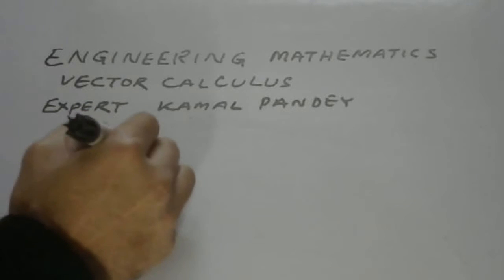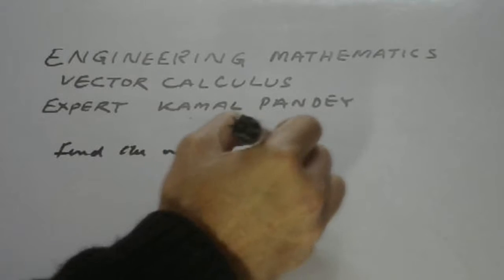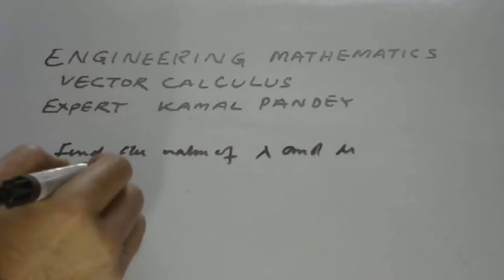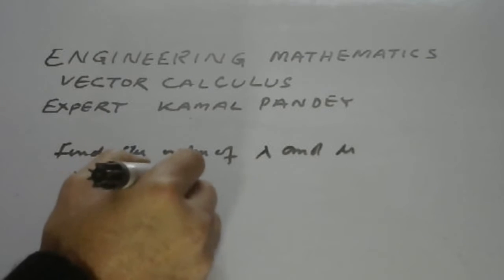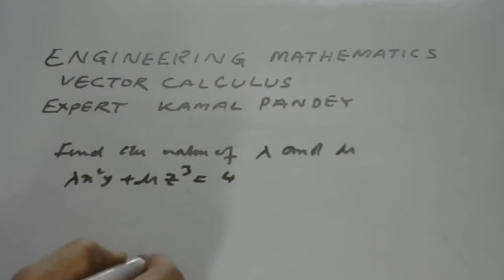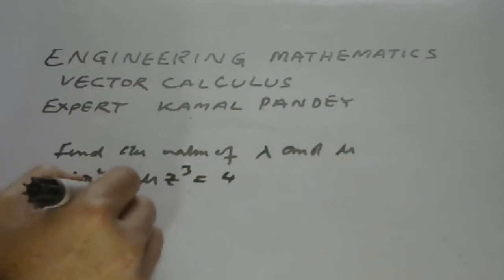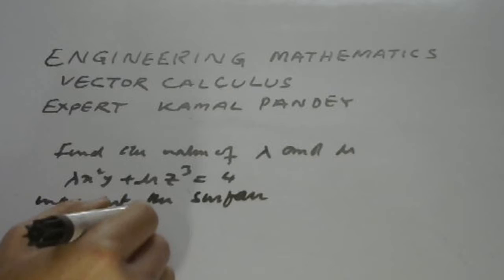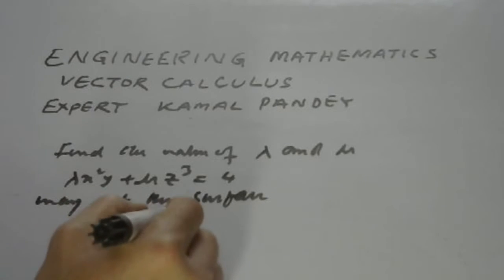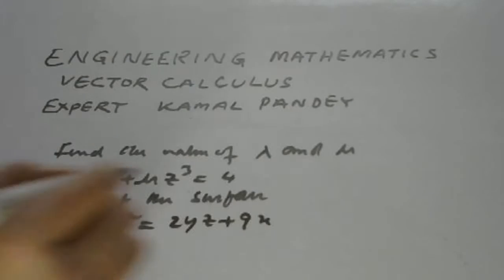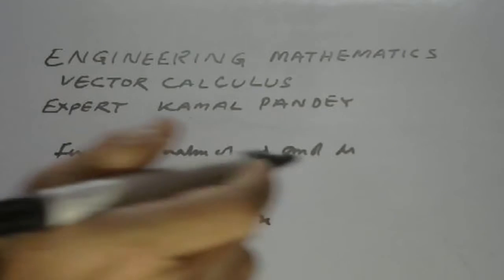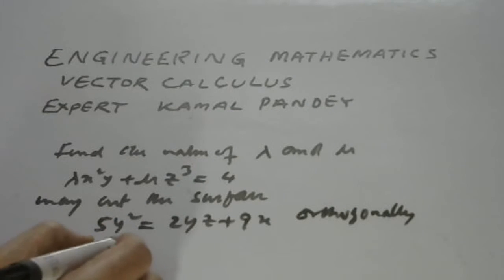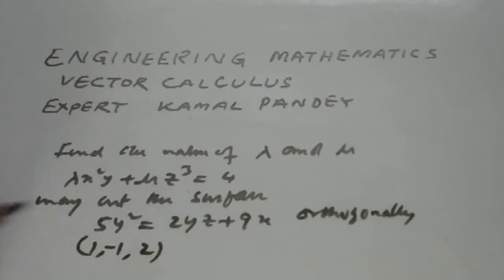Find the value of lambda and mu, so that lambda x square y plus mu z cube is equal to 4 may cut the surface 5x square minus 2yz minus 9x orthogonally at the point 1, minus 1, 2. This is the question we have.